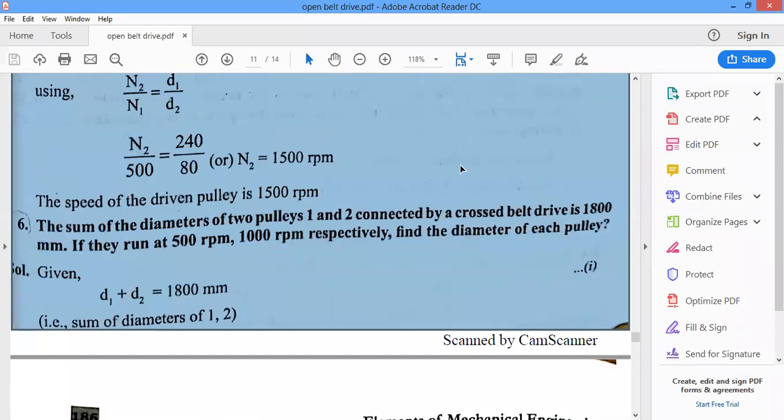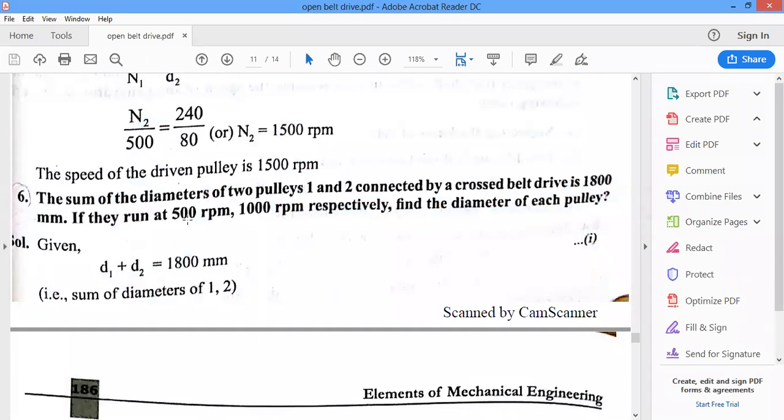Okay, so we shall see one more problem. The sum of diameters of the two pulleys connected by a cross belt drive is 1800 mm. That means there are two pulleys.